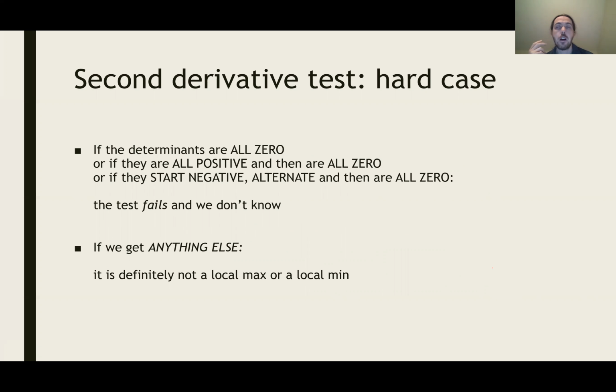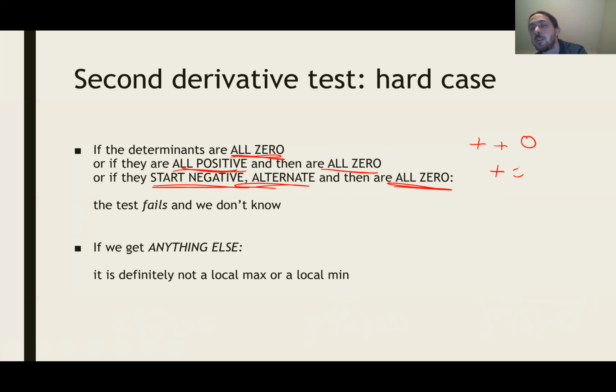The hard cases are distinguishing between saddle points and failure of the test. So failure is if the determinants are all 0, or if they're all positive and then they're all 0, or if they start negative and alternate and then they're all 0, then the test fails. One way to think about this is like normally having 3 positives in a row would tell us that the second derivative test worked and we had a local minimum. But the second derivative test fails if it looked like we were on track to get a definite answer, but then we fell off a cliff and eventually just had a bunch of zeros.